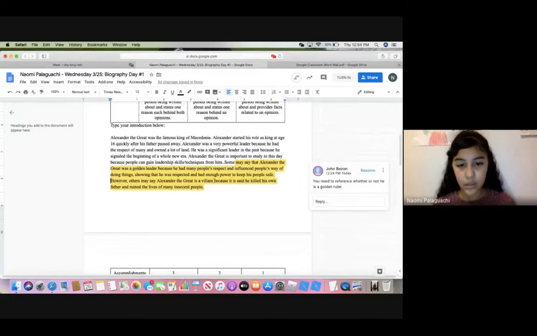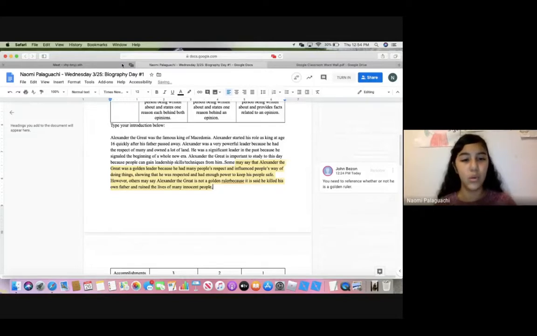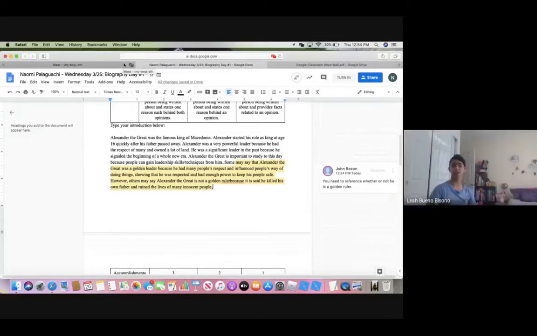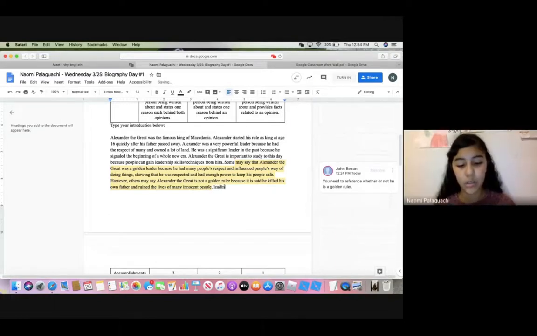And then probably not a golden ruler because. So, do you know how I would link that back to the word wall? Yeah, so if he's not a golden leader, you can talk about like this shows that he should not be trusted as a leader because he killed his own father. So, leading to less trust in him as a leader.